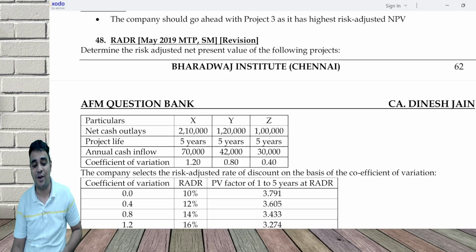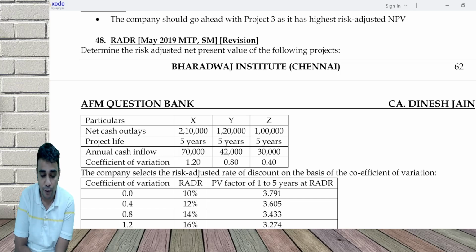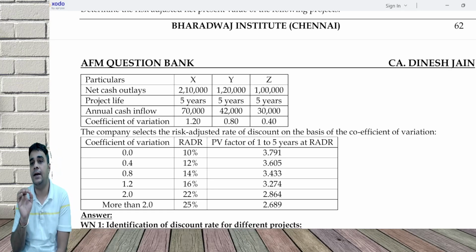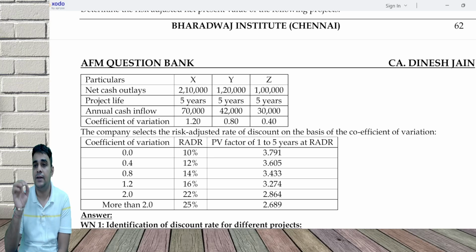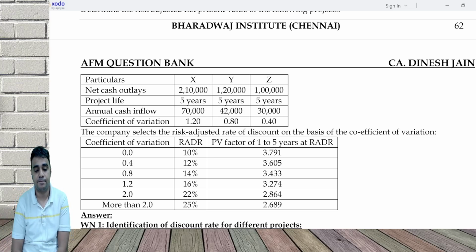Okay, let's come to 48. Particulars and 3 projects: net cash outlay, project life, annual cash inflow, coefficient of variation. The company selects RADR on the basis of CV. Project X, what discount rate should I use? Project X is 16%, 3.274 will be the annuity factor. Project Y 14, Project Z 12. Very simple. I don't have anything to do here.